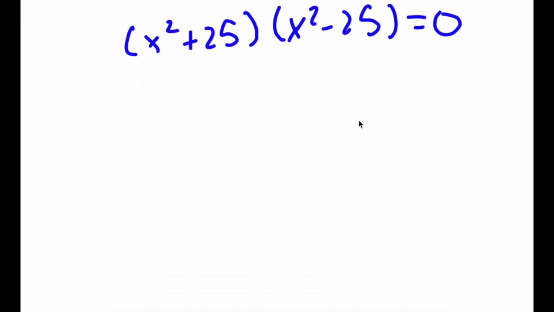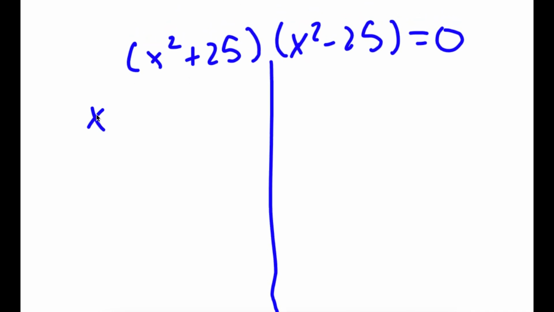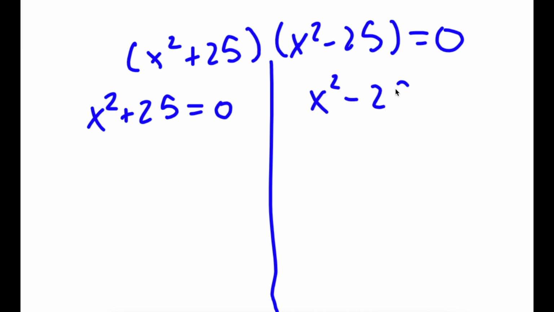So this is actually going to give me two equations. My first equation is x squared plus 25 is equal to 0. My second equation is x squared minus 25 is equal to 0. So let's first start with x squared minus 25 is equal to 0.